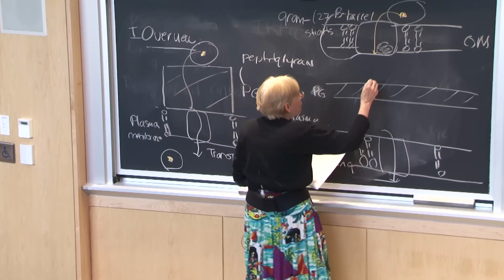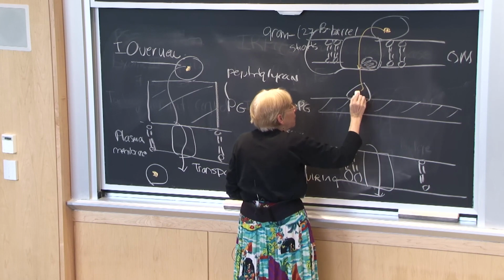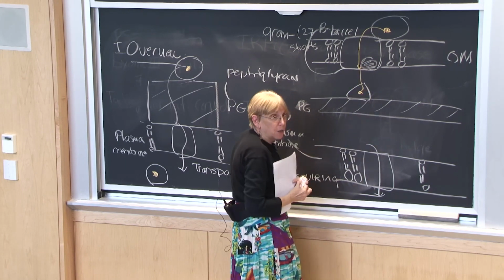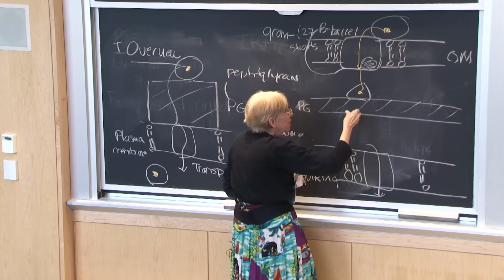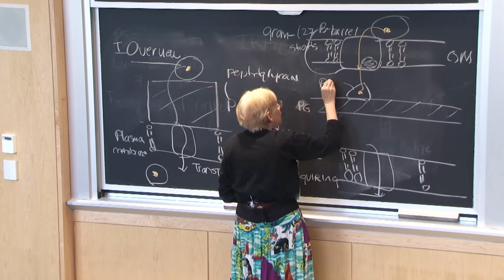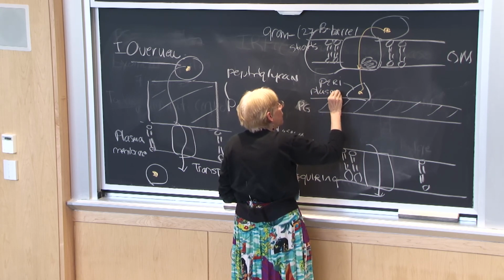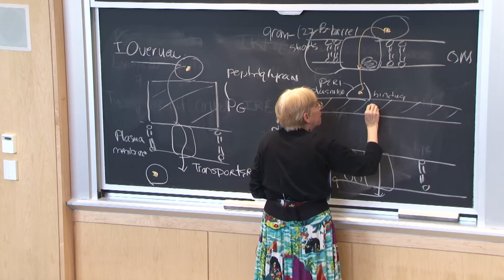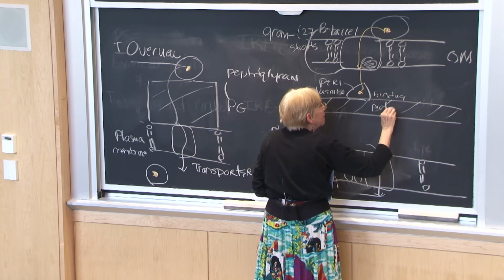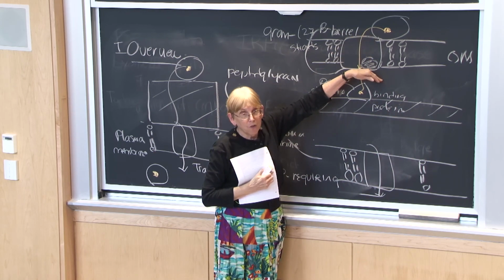And it turns out that you also have inside the cell a periplasmic binding protein that can pick up the iron when it gets transferred across here. So you have a periplasmic binding protein. Okay. And one of the questions is, how does the siderophore get transferred?